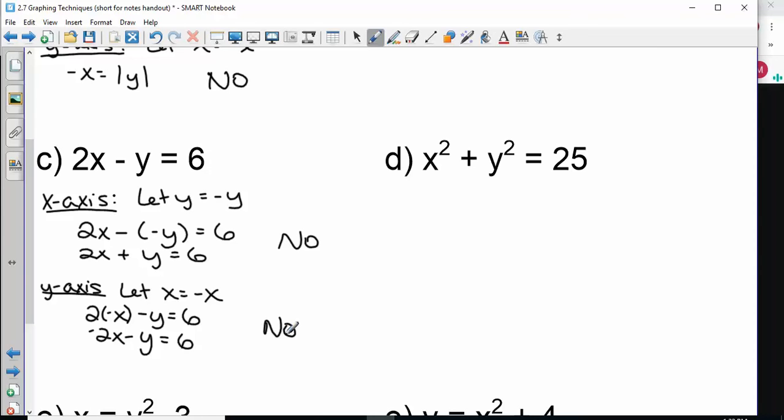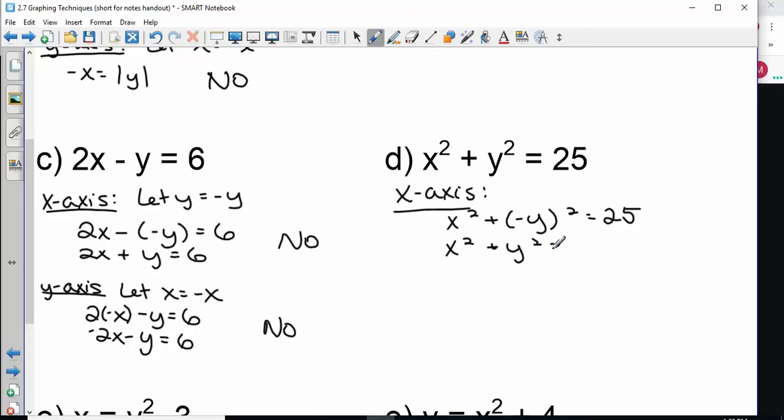Let's do D. So to check the x-axis, we make our y negative. What happens if you square a negative? Makes it a positive. Is that what I started with? Yes. So this one is symmetric to the x-axis.